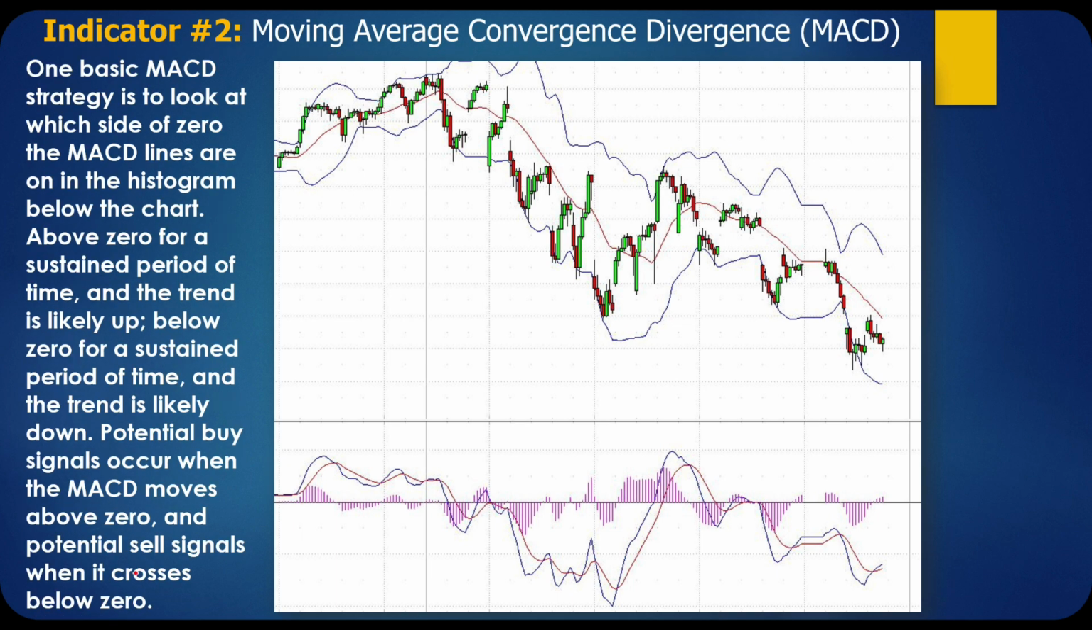one basic MACD strategy is to look at which side of the 0 the MACD lines are on in the histogram below the chart. Above 0 for a sustained period of time, and the trend is up, obviously, and below 0 for a sustained period of time, and the trend is down. Potential buy signals occur when the MACD moves above 0, and potential sell signals when it crosses below 0.